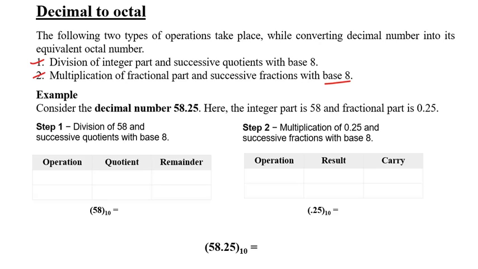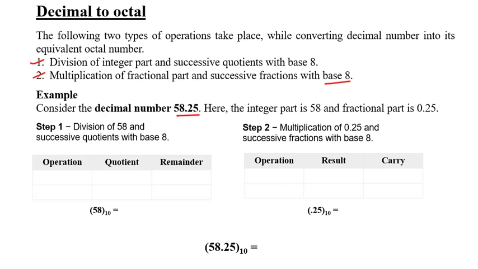Let us consider an example: 58.25 is a decimal number and I want to convert this number into its equivalent octal number. Again, the number is a combination of both integer as well as fractional parts. The integer part is converted separately by doing division, whereas the fractional part is converted into octal separately by multiplying with 8. Let us see how to convert this.